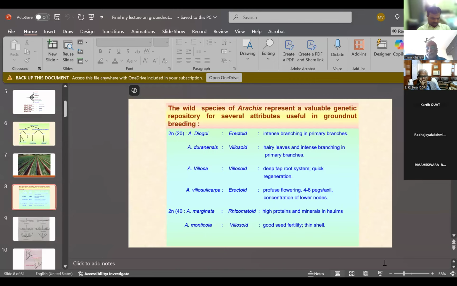This wild species also gives us very valuable genetic resources. For intense branching, hairy leaves, deep taproot system, profuse flowering in villosulicarpa, and concentration of nodes at the basal. Then for forage, marginata and monticola, good fertility, thin shell.